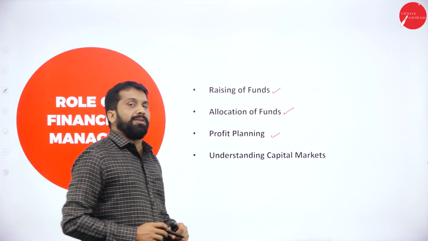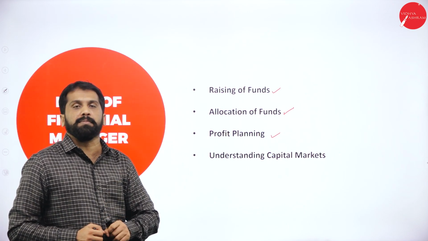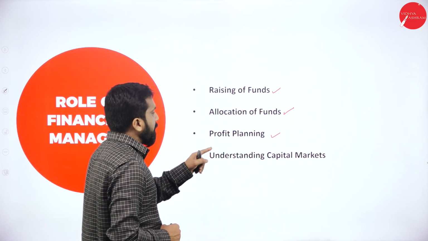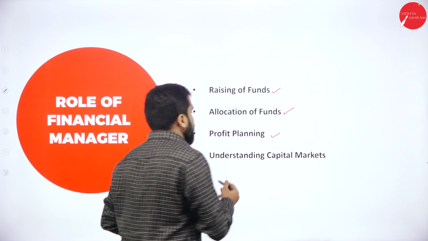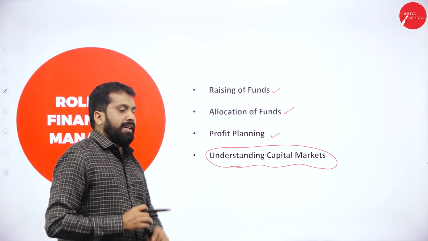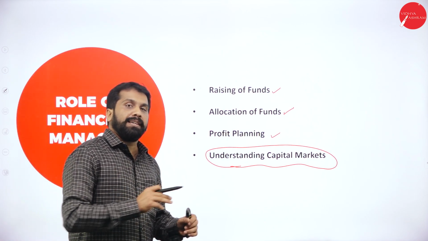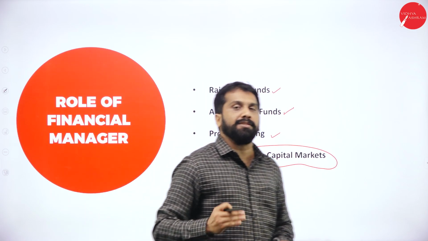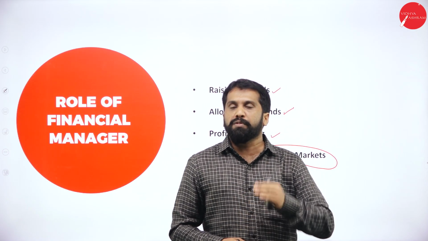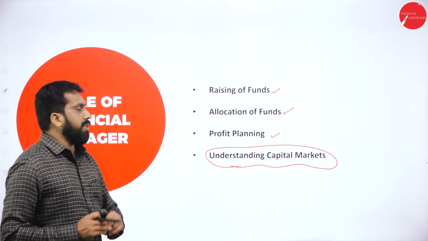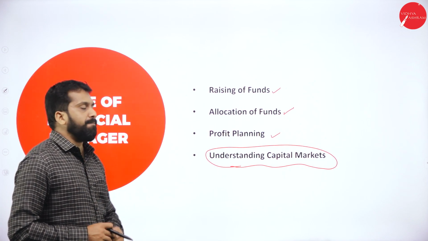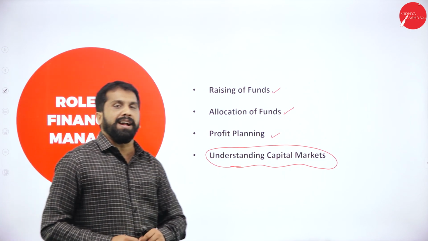Profit planning. Once it is allocated, how he will generate profit from that? He will do that business. That will be profit planning. And the last part, understanding capital market. For example, he has invested somewhere in that the market is down. Suddenly he has to take back that money. He has to invest where it has more demand. What kind of business will give you more profit? These things he should plan properly. That is called understanding capital markets. Hope you understood. Now, so this is all about your role of financial manager.